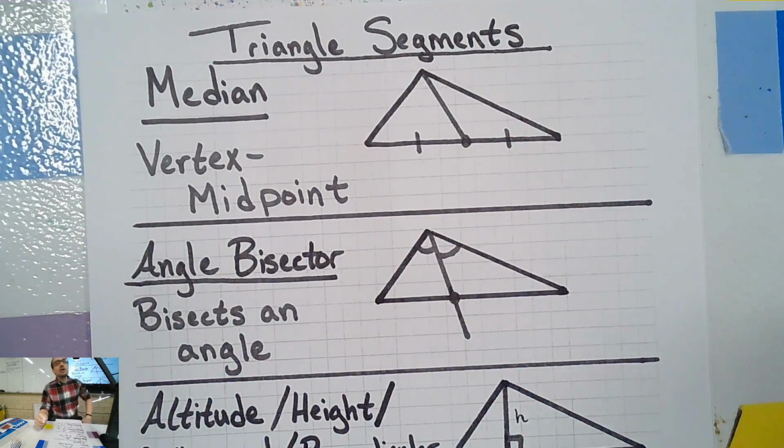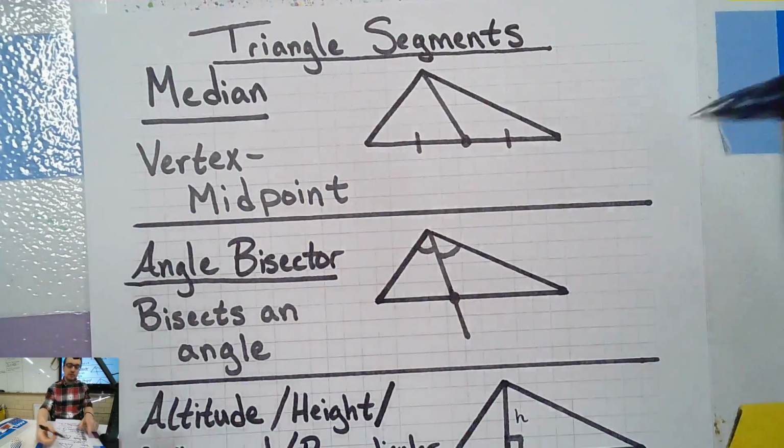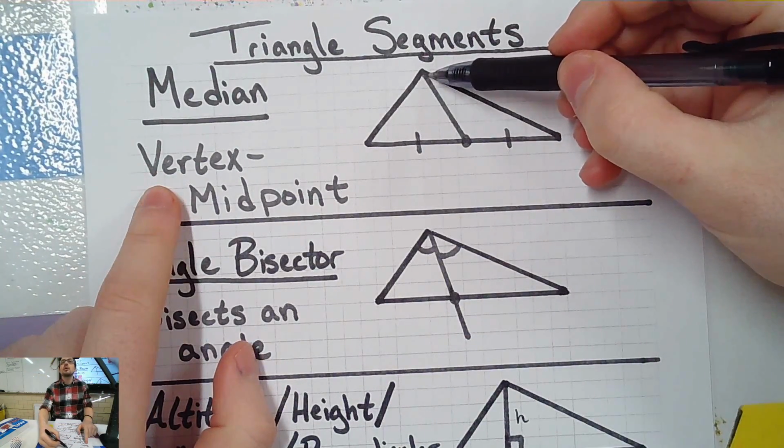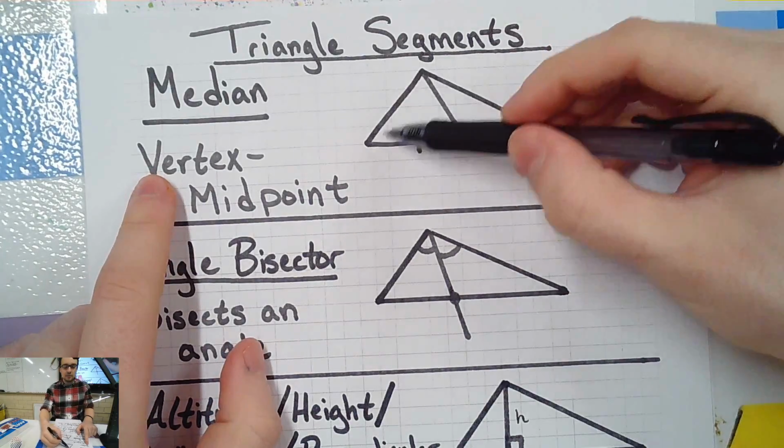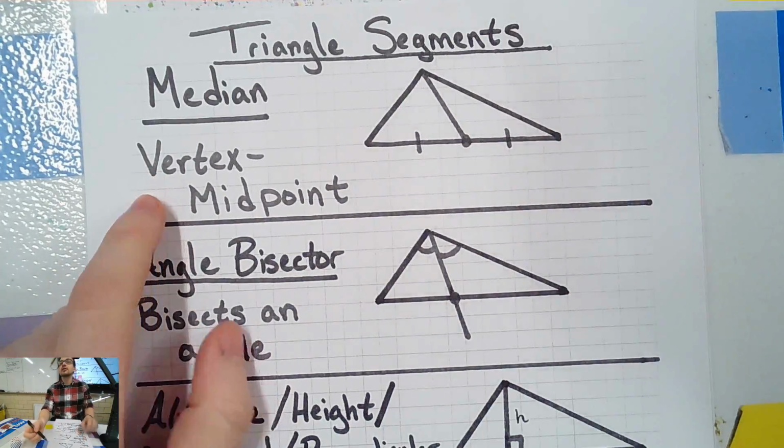Nope. All right, so we're going to talk about triangle segments. So get out this little piece of paper. These are special segments in a triangle. So if you connect a line between the vertex of a triangle, that's one of the pointy parts in the triangle, right? The vertex of an angle, right? A triangle is a triangle because it has 3 angles.